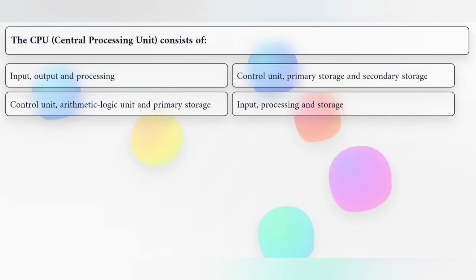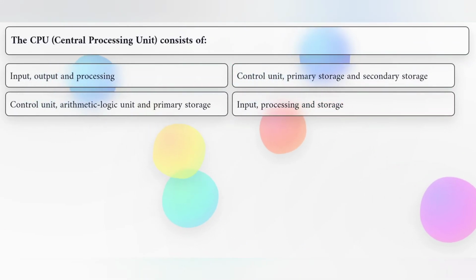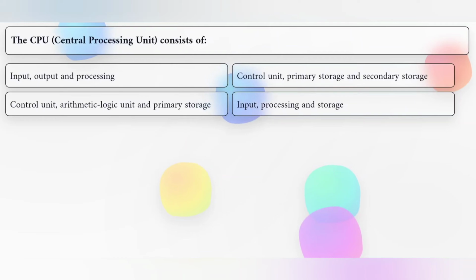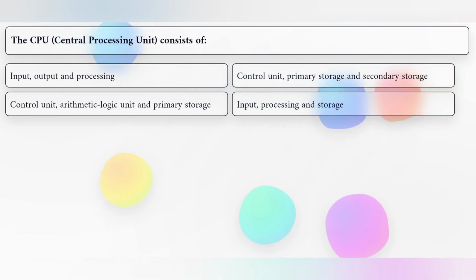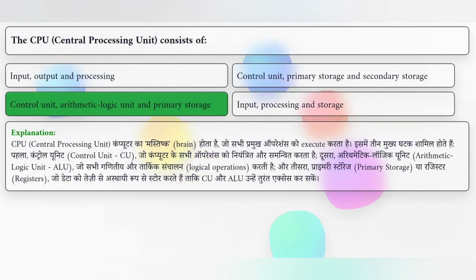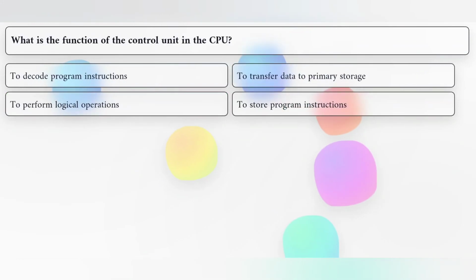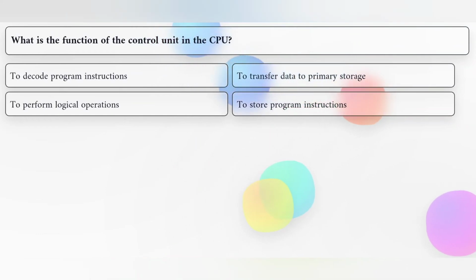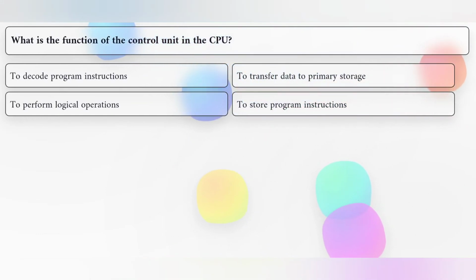The CPU, Central Processing Unit, consists of input, output and processing. Control unit, primary storage and secondary storage. Control unit, arithmetic logic unit and primary storage. Input, processing and storage. What is the function of the control unit in the CPU? To decode program instructions, to transfer data to primary storage, to perform logical operations, to store program instructions.